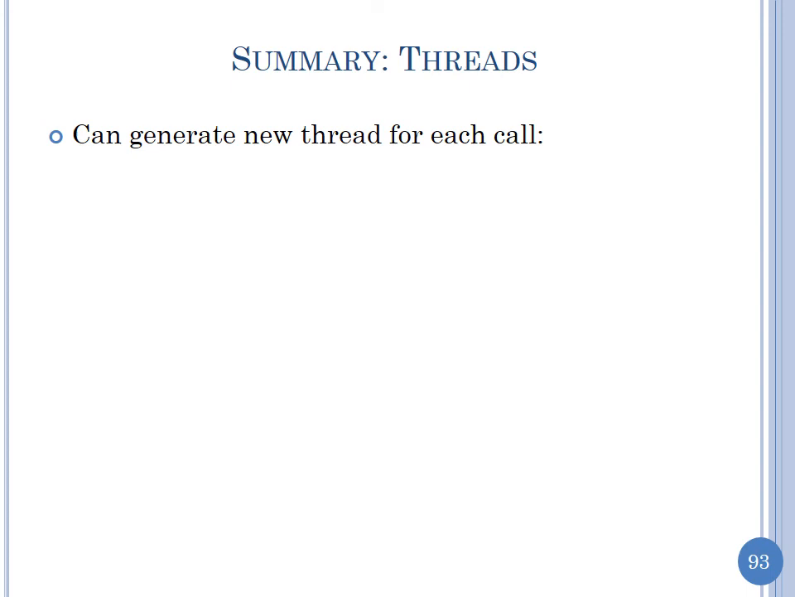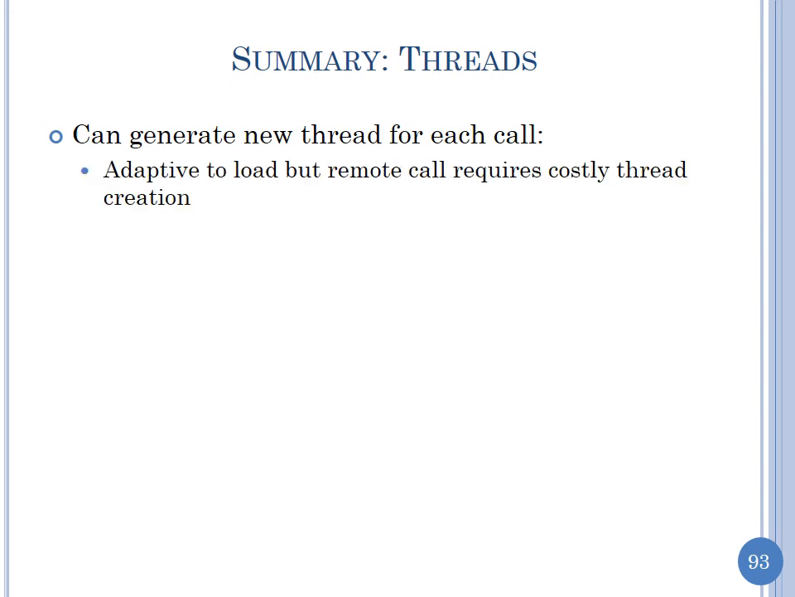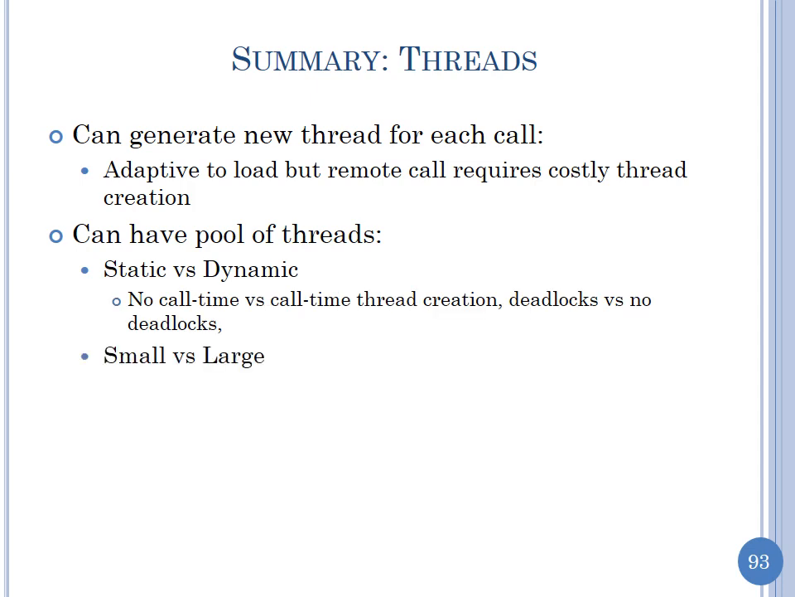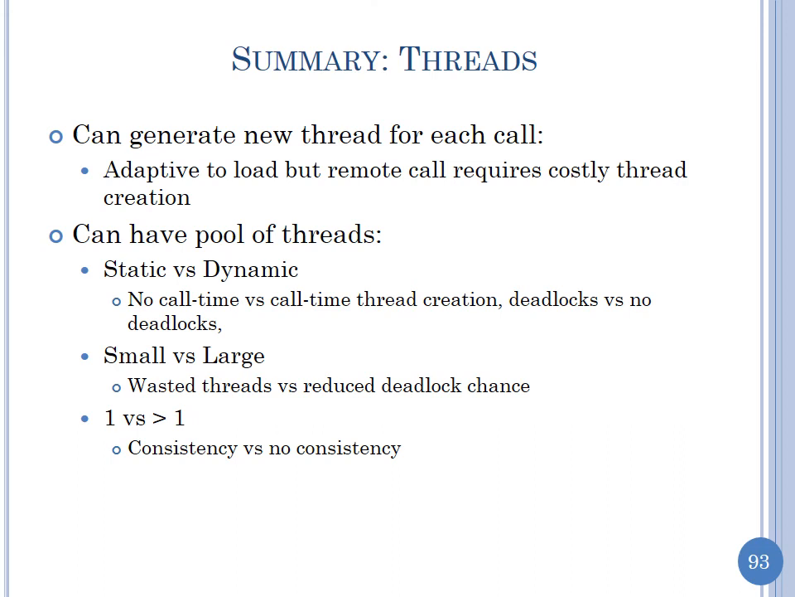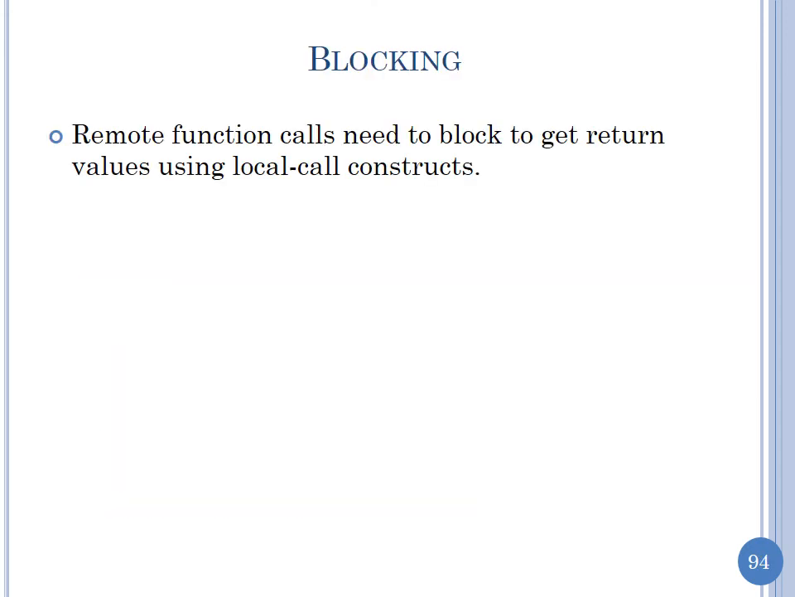Then we also saw what the various policies are for creating threads at the called site, the called process. We saw the pros and cons of having a new thread for each call. We certainly won't get deadlocks in that scheme. And we can have static versus dynamic. If you're going to have static, we can have small or large pools. Then the pool size can be 1 or greater than 1. If it's 1, we saw that we can have certain consistency guarantees that we might not have otherwise. And then the pools can be per client or shared. That's fairness versus generalization.